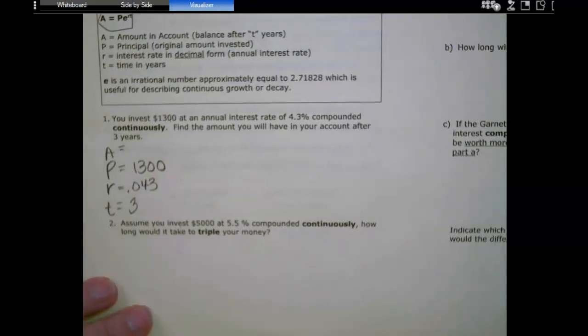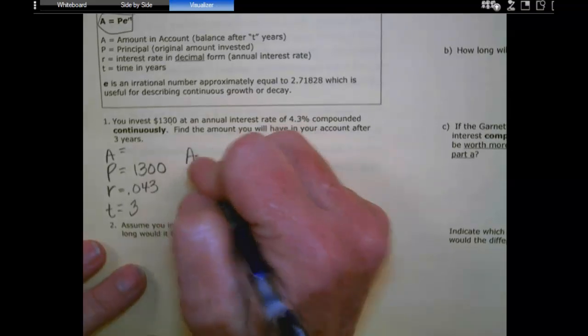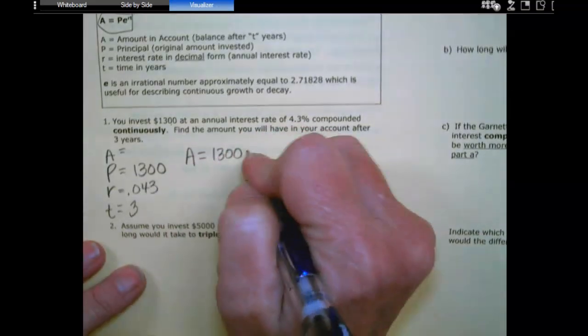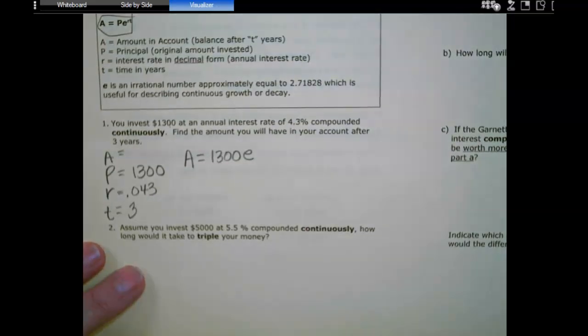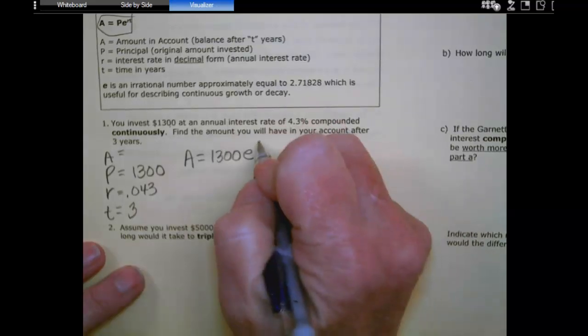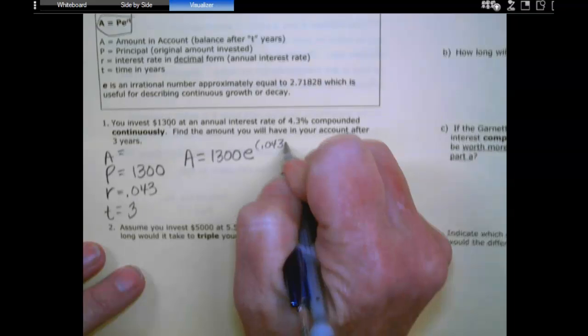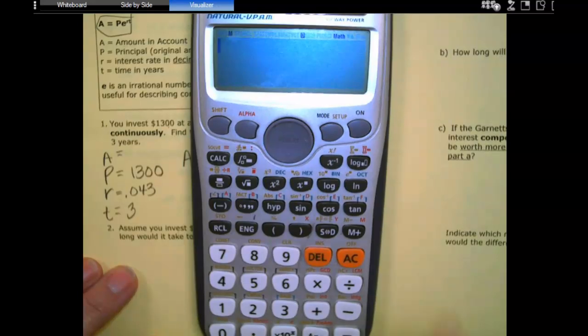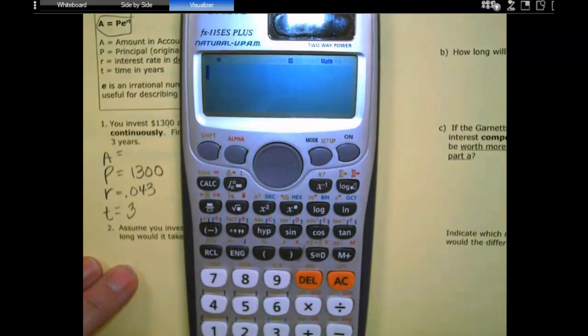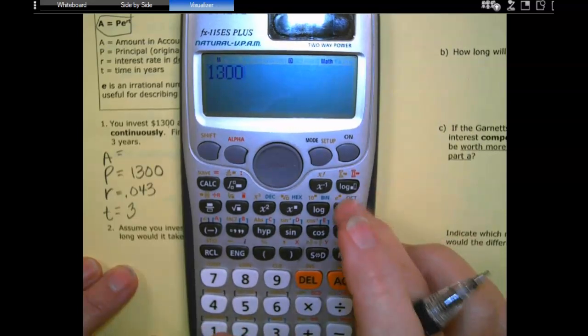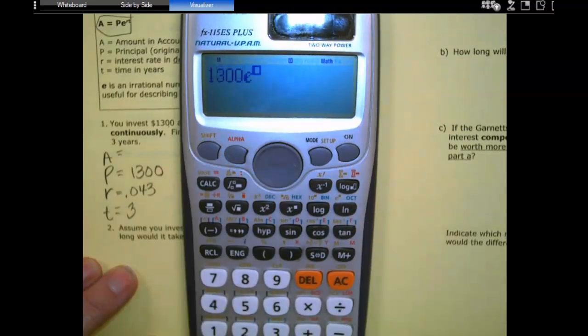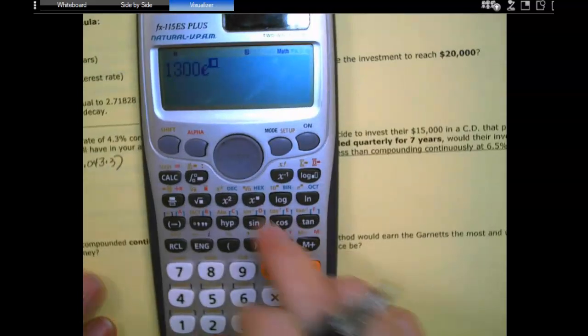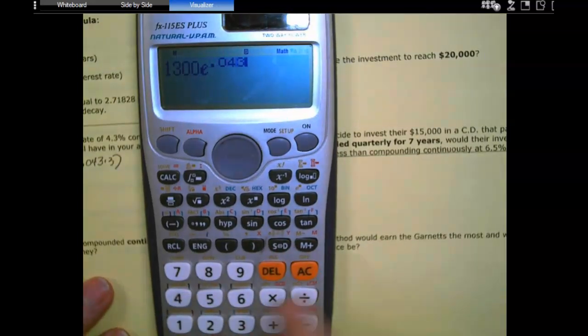So now I'm going to go ahead and plug into my formula, which is going to be A equals 1,300, E, and then RT, when they're written side by side, is that add, subtract, multiply, or divide? Multiply. So I'm going to take 0.043 times 3. And y'all, the hardest part of this is typing it in the calculator right. Type this in. Don't just sit there. So we're going to take 1,300, and I'm going to put the E, which is on the LN button. E raised to 0.043 times 3.